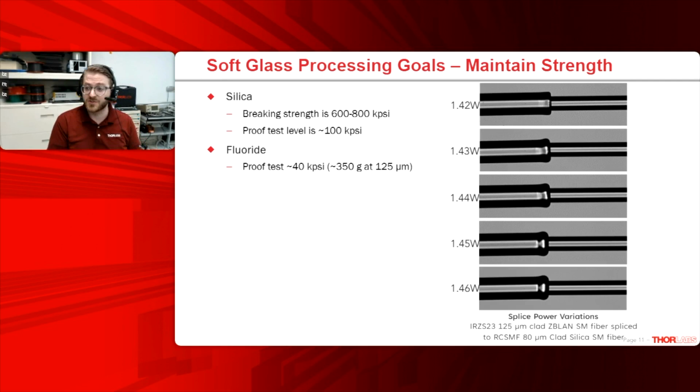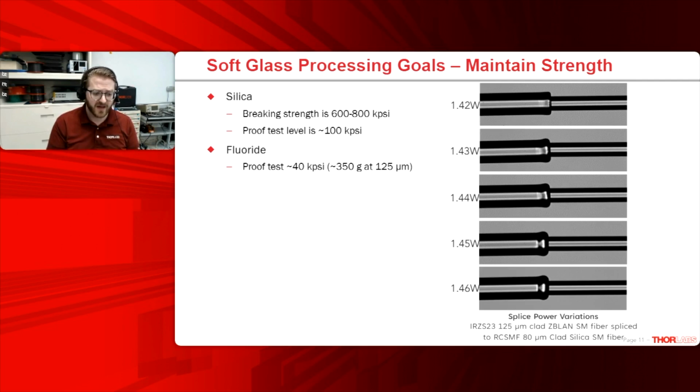The other processing goal, which is a lot easier to talk about, is strength. Typically, silica is going to have a breaking strength of 600 to 800 kpsi for the bare fiber, and that's proof tested to about 100 kpsi to weed out defects. Fluoride fibers, I think proof test is going to be closer to 40 kpsi, which comes out to about 350 grams if you're working with 125 micron diameter, which is plenty to work with, plenty to handle. If you have a splice strength that's even 50 grams, that can be unloaded and packaged.